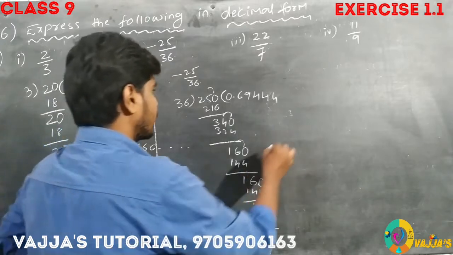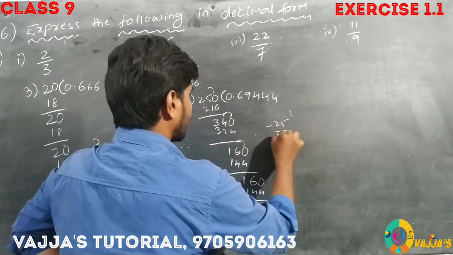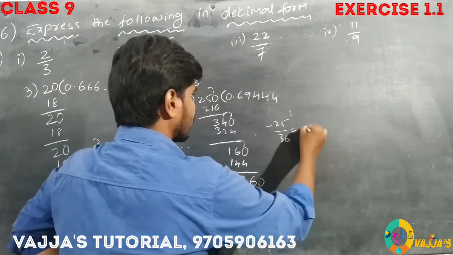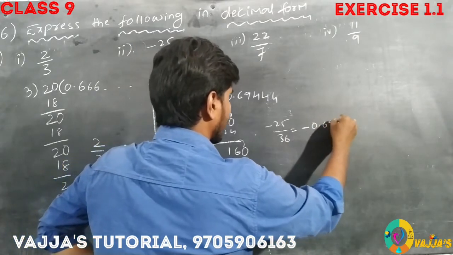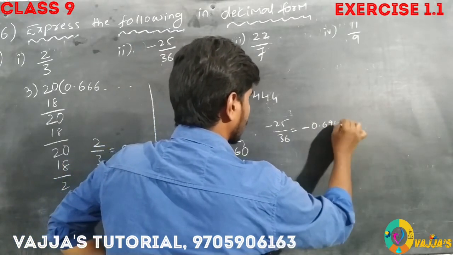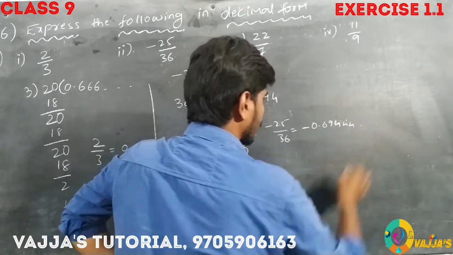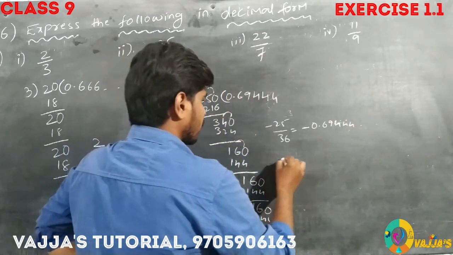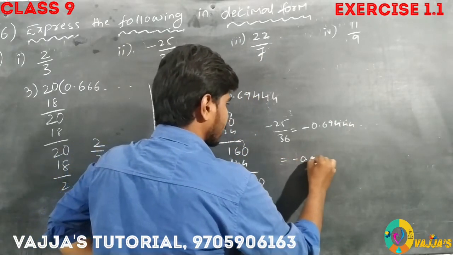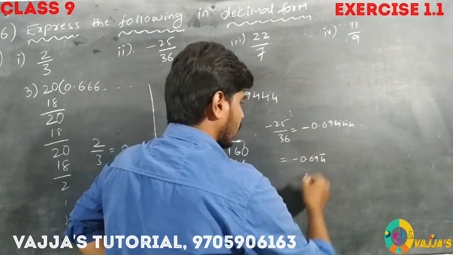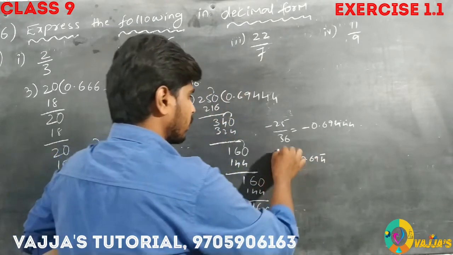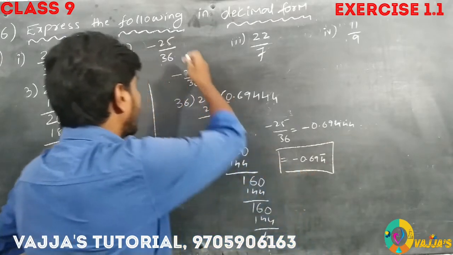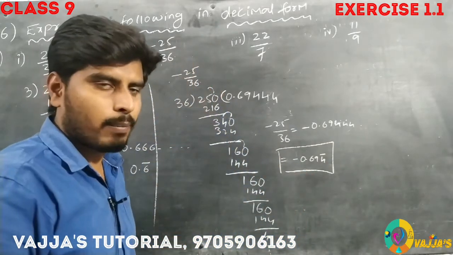So minus 25 by 36 we can write as minus 0.694444 and so on. It means minus 0.694 with a bar on the top of 4. This is the decimal form of minus 25 by 36.